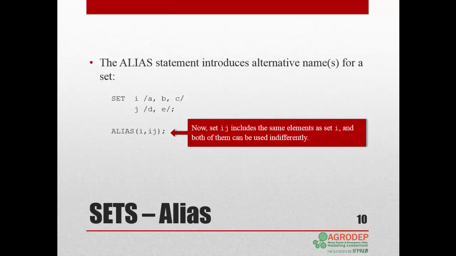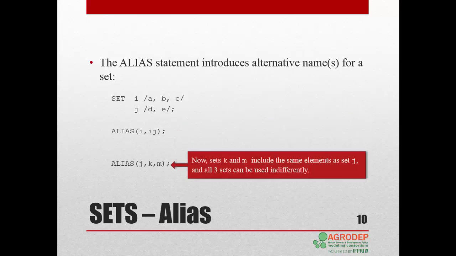The statement indicates that the set ij includes the same elements as set I, and both names can be used indifferently. This statement indicates that set k and m include the same elements as set j, and all three names can be used indifferently. Note that the primary set must be defined first before using the alias statement.